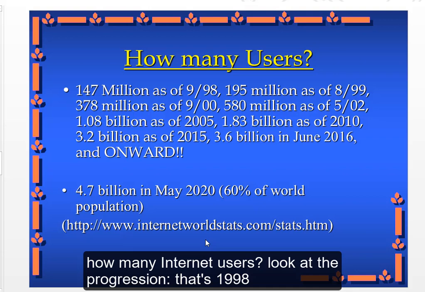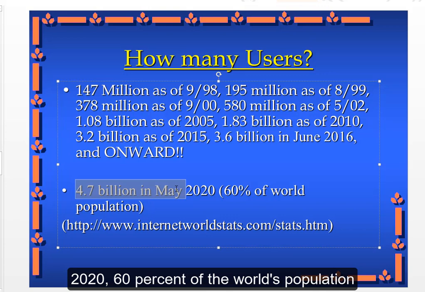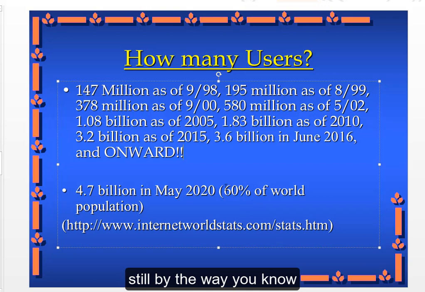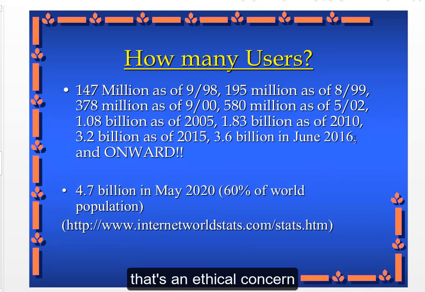How many internet users? Look at the progression. That's 1998. And then look at 2020. 60% of the world's population. Still, by the way, we're going to need to get that. If we want to be fair, we're going to need to have everyone connected. That's an ethical concern.